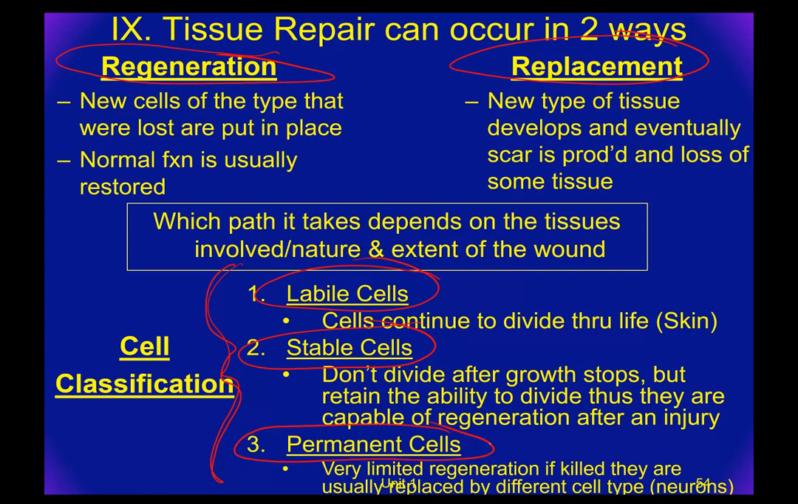Permanent cells. Permanent cells are not the same thing. They have very limited regeneration. If they're killed, usually they're going to be replaced by something different. The kind of dogma of biology is that neurons are like this. If you kill a neuron, it's gone forever. It's not going to come back. You can reroute things, and like stroke victims can have the wiring kind of rerouted so that they're doing better, but what died is never going to come back.